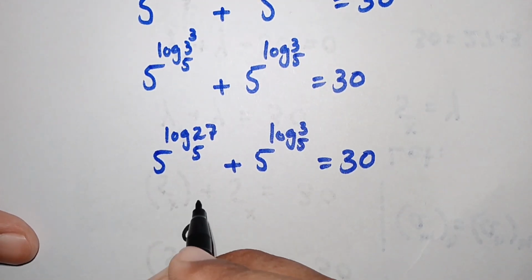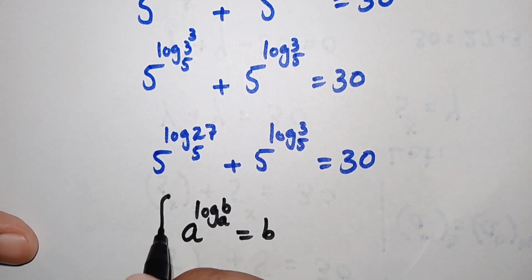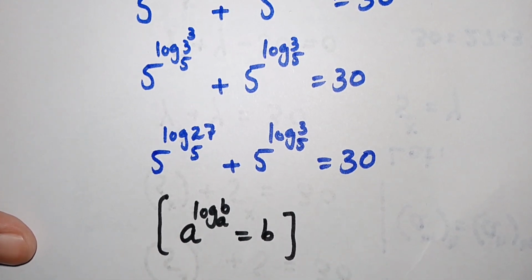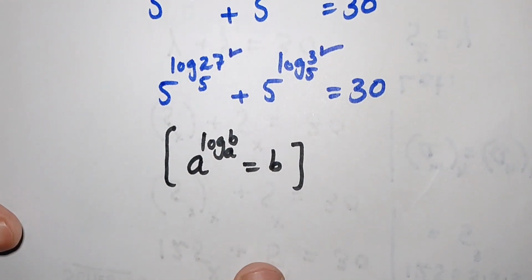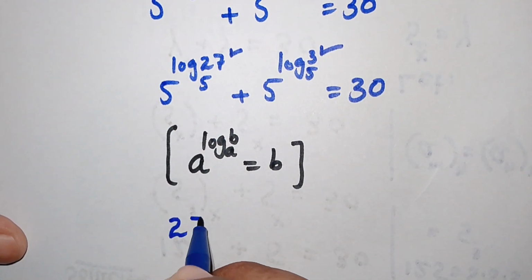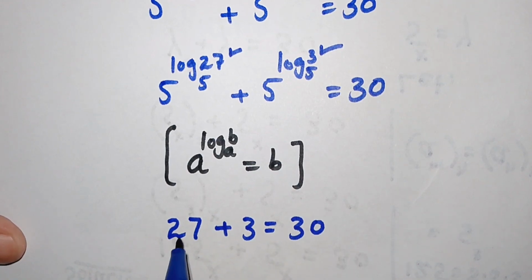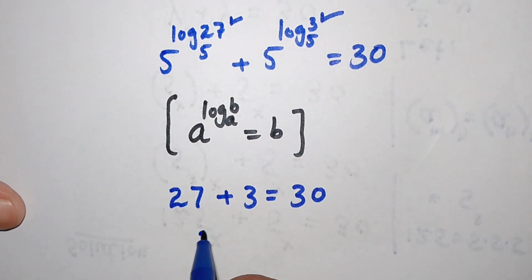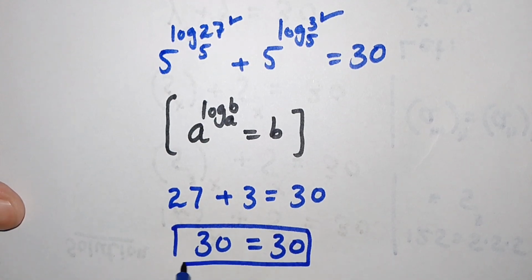Now here we know that a to the power of log of b with base a is equal to b. To apply this condition, here b is equal to 27 and here b is equal to 3. So this will become 27 plus 3, which is equal to 30, and finally 27 plus 3 is equal to 30, which equals 30 on this side. So this shows that the left-hand side and the right-hand side are equal.